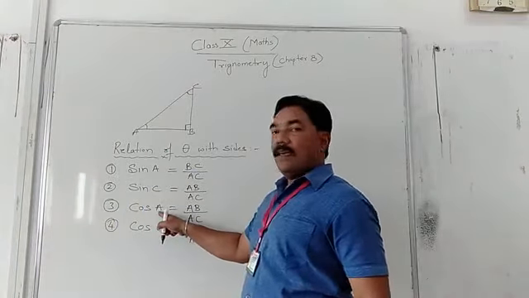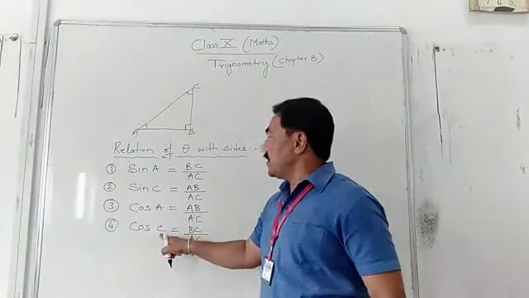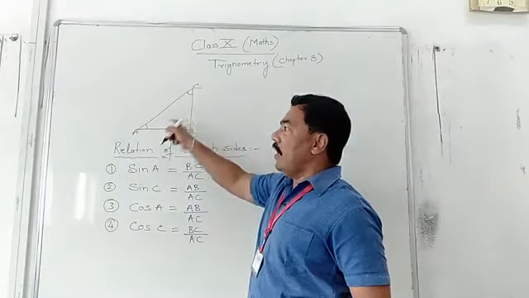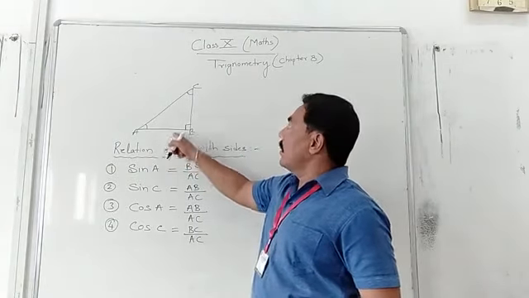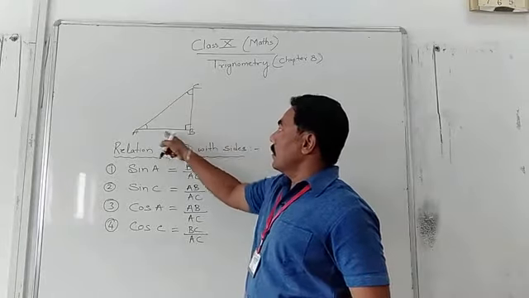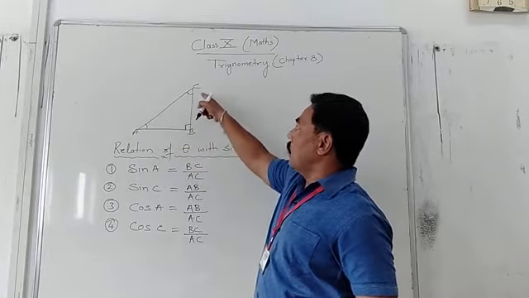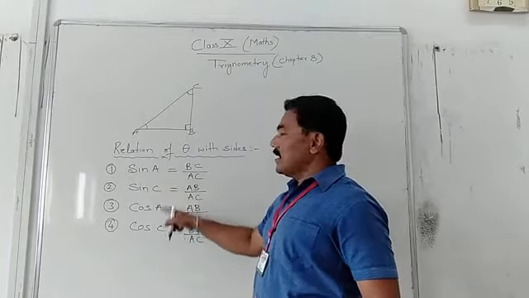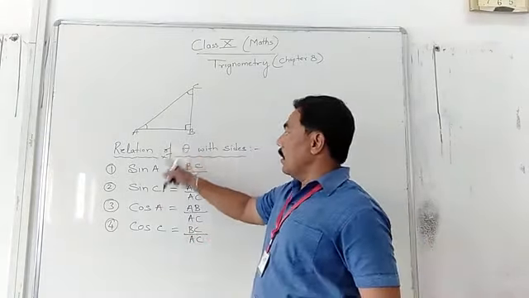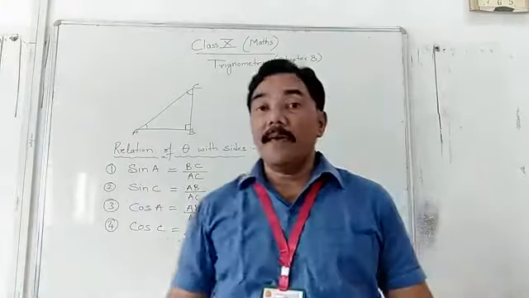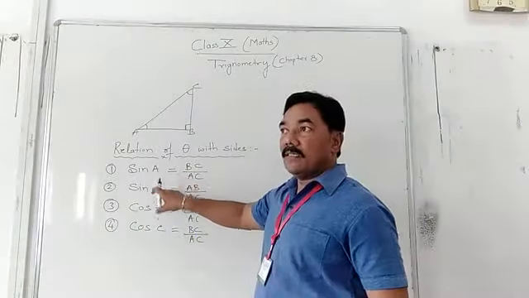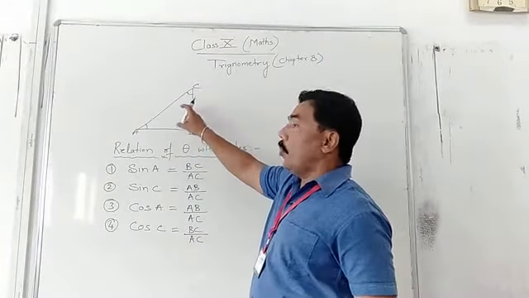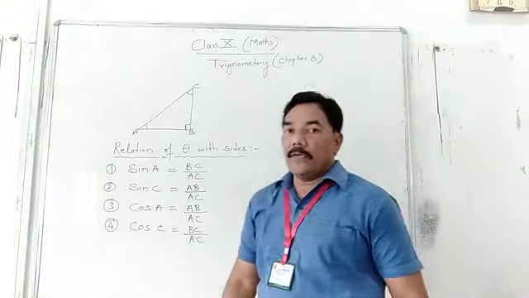Again, A is theta and C is also theta. The sides opposite to these theta are perpendiculars. Therefore, opposite to angle C is AB, and opposite to angle A is BC. These are the two acute angles in this triangle, and the side opposite to these angles is always the perpendicular.